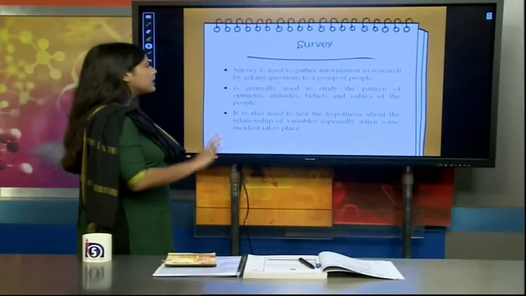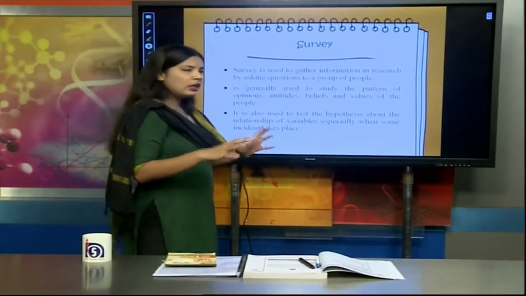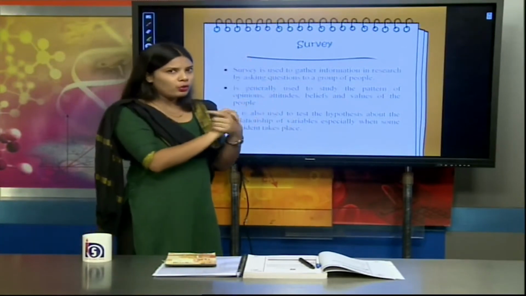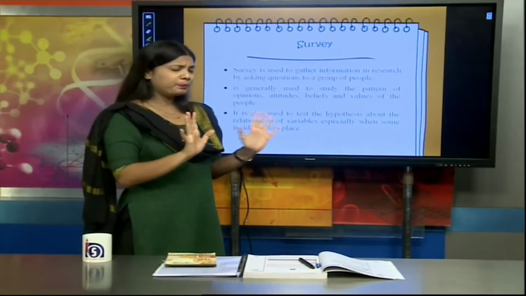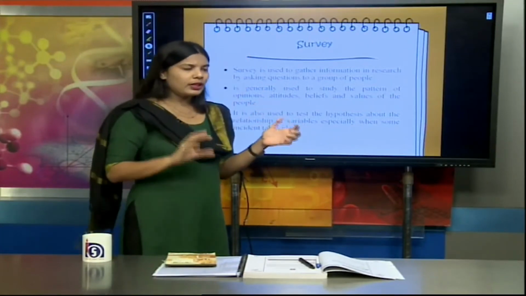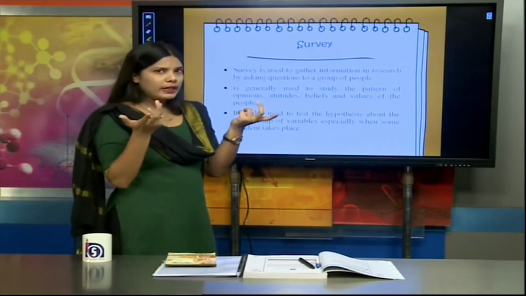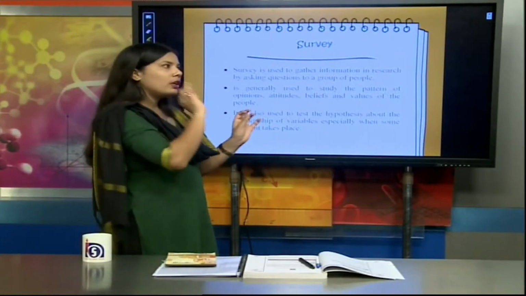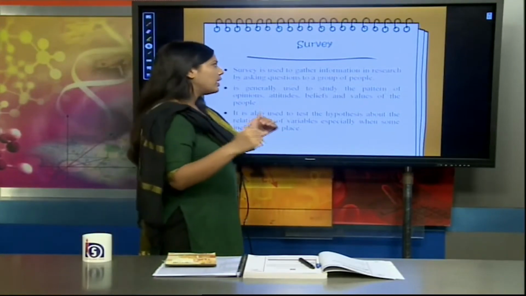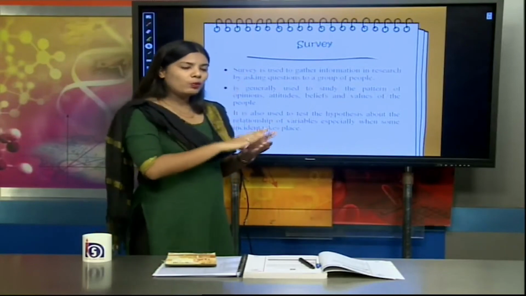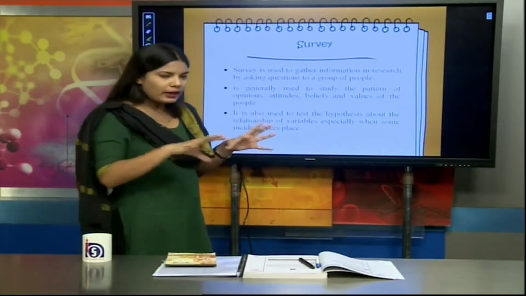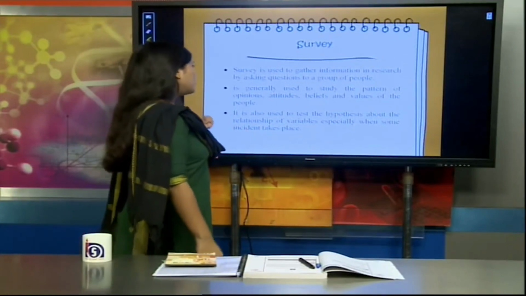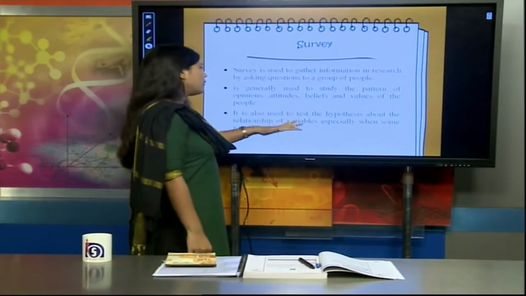So basically, survey is used to gather information in a research, and for example, any researcher who is conducting a survey will prepare a questionnaire, certain questions, and they will decide what is their targeted population, distribute the questionnaire to the targeted population, and try to see what is the opinion of this targeted population about the particular event that they are trying to take information about.